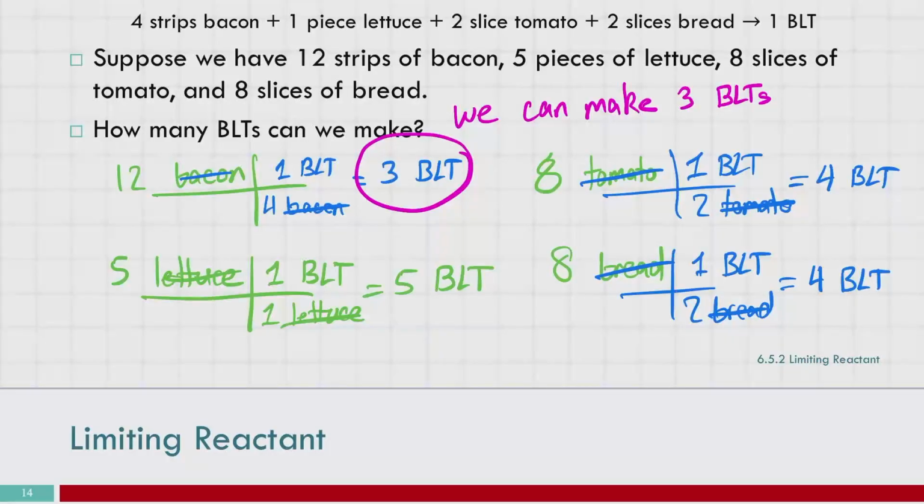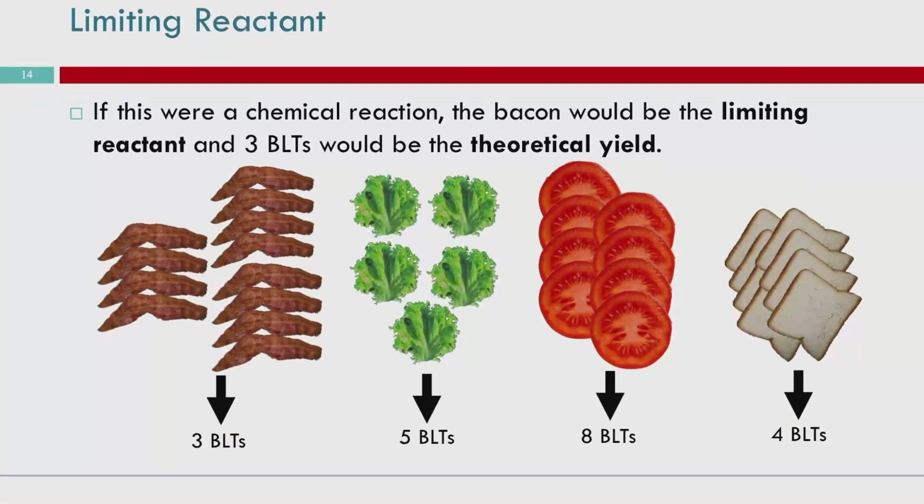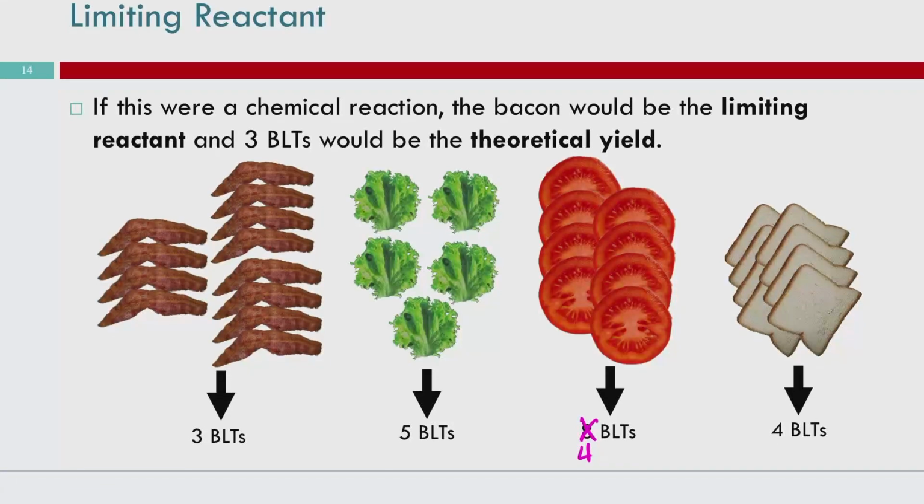The reason that we're talking about it with sandwiches is because we're going to apply this to chemicals. Here's the visual of what that looks like. I changed the recipe at some point. It used to be, I think, 1 slice of tomato, but I thought 2 slices would be better. So if this were a chemical reaction, for bacon, we've got them grouped into 4 strips, we can make 3 BLTs. That's our limiting reactant. So bacon is the limiting ingredient for cooking.